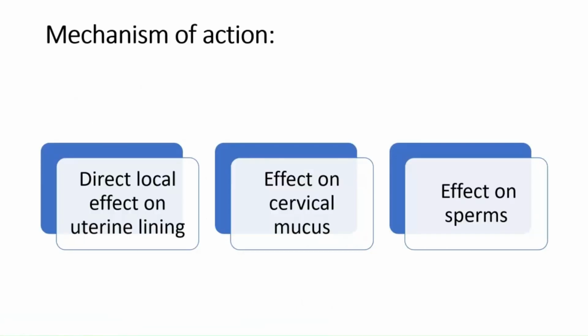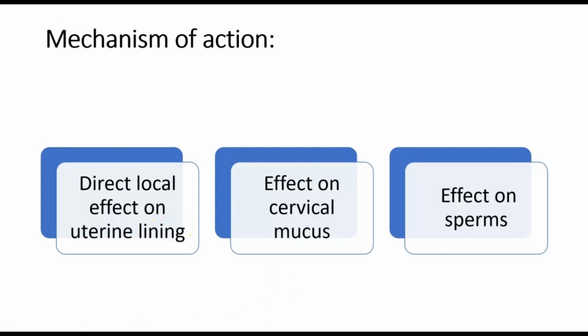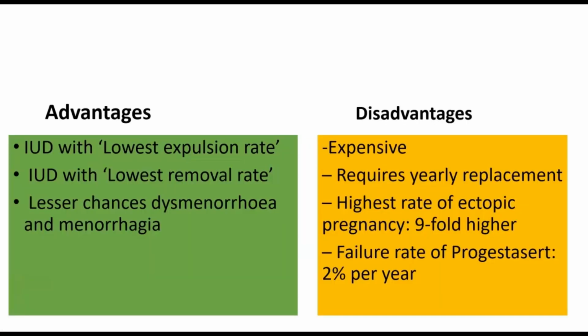So if we talk about the mechanism of action of 3rd generation, they act on the uterine lining, they also affect the cervical mucus, and they also affect the sperms. Advantages include these 3rd generation have a lower expulsion rate and lowest removal rate as compared to the 1st and 2nd generation, and there are less chances of dysmenorrhea and menorrhagia.